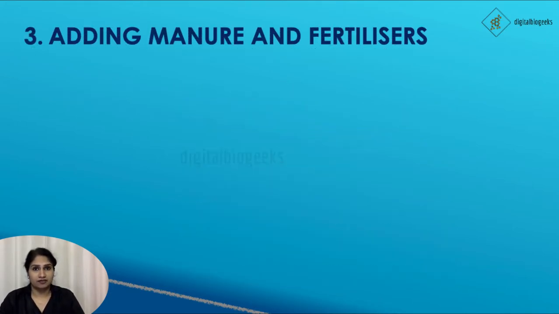Adding manure and fertilizers. The nutrients that are added to the soil for a healthy growth of plant are called manure and fertilizers. Soil contains all the nutrients for a healthy growth of plant, but farmers grow crop one after another that will lead to depletion of soil. Thus, we have to add extra nutrients to help the plant's growth.